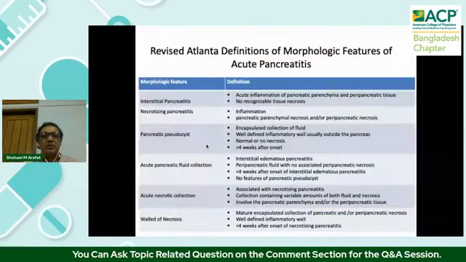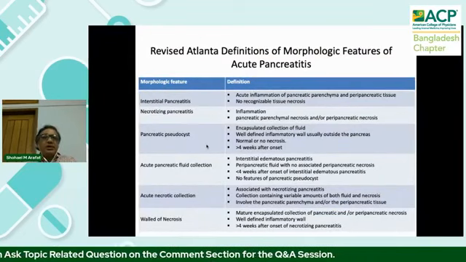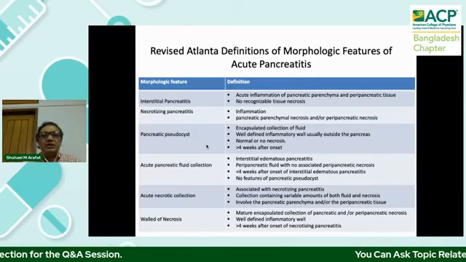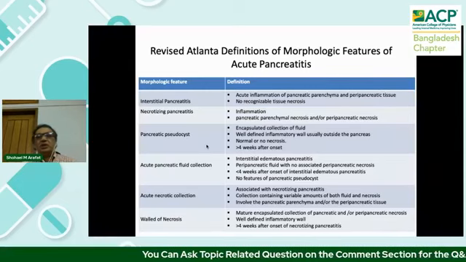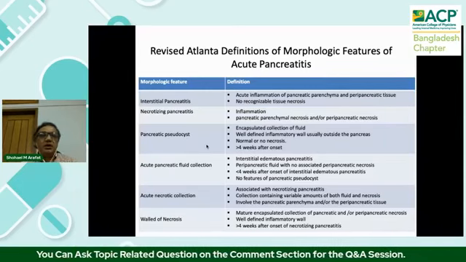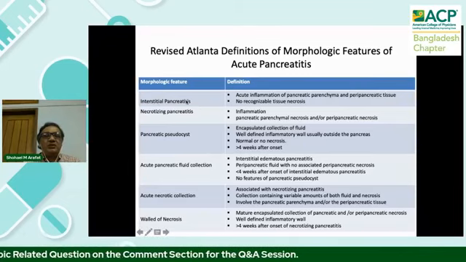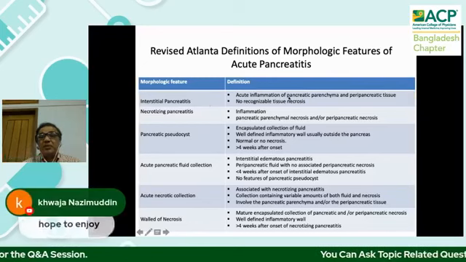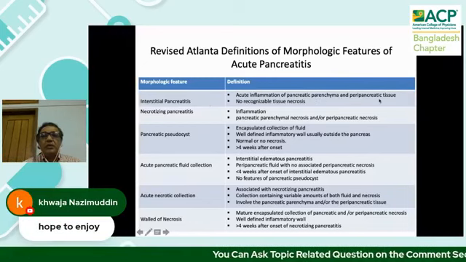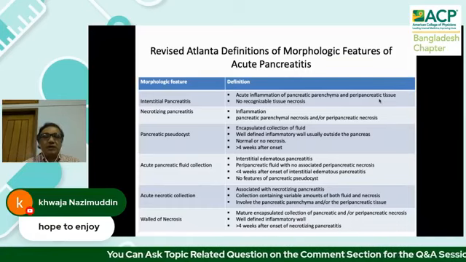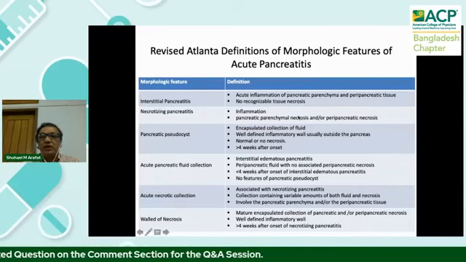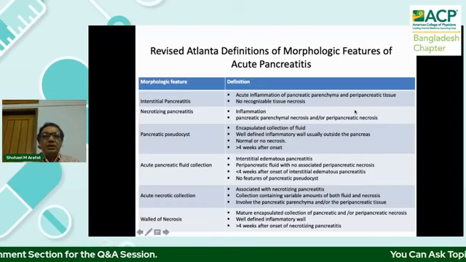So these are the same things. Another thing is that, depending on the morphological changes of acute pancreatitis, the Atlanta classification has devised definitions regarding these morphological features. So it's understandably the very first, interstitial pancreatitis or edematous pancreatitis. Simple. It is acute inflammation of the pancreatic parenchyma and peripancreatic tissue, but there is no recognizable tissue necrosis. Necrotizing is similarly the same inflammation, but there we can find some pancreatic necrosis or peripancreatic necrosis.